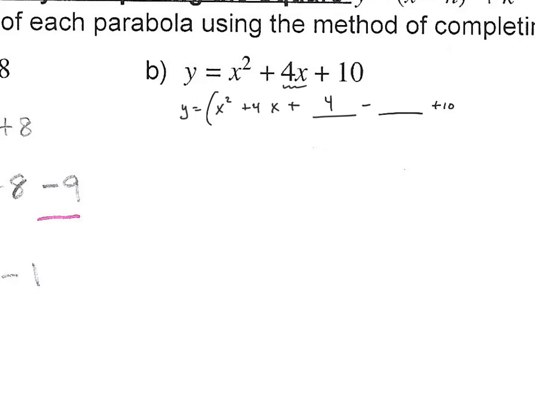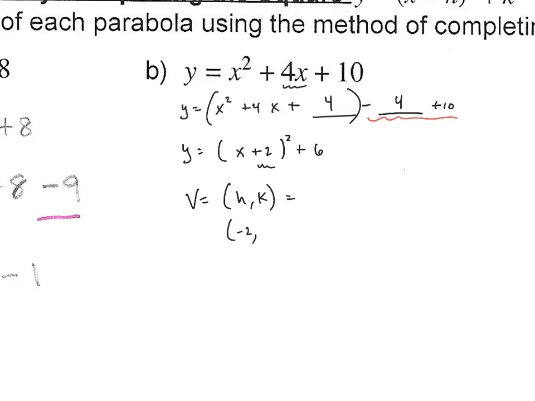So there's my c, so I can create that trinomial, but if I add 4, I must also subtract 4 to maintain that balance. So y is going to be equal to, when I factor this, x plus 2 squared, and then I combine my like terms over here, and that's going to be plus 6. Then my vertex is h, k, and here my h is going to be negative 2, and my k is going to be 6, and that is my vertex.